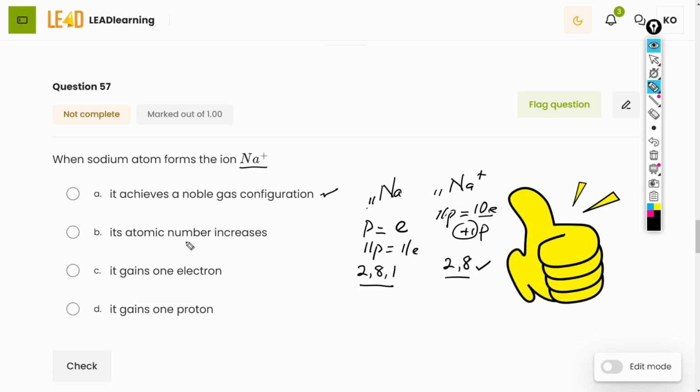This is true. Its atomic number increases? Its atomic number does not change. The number of protons remains unchanged. It gains 1 electron? No, we've seen here that when it becomes an ion, it actually loses 1 electron. It gains 1 proton? Again, we have seen that the number of protons remains intact. So our correct answer is the option A, it achieves a noble gas configuration.